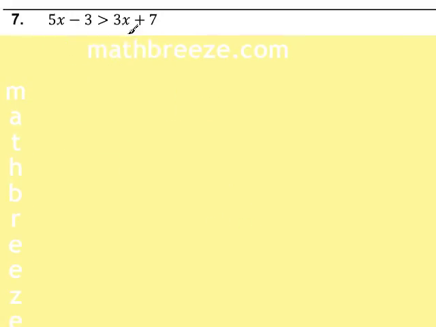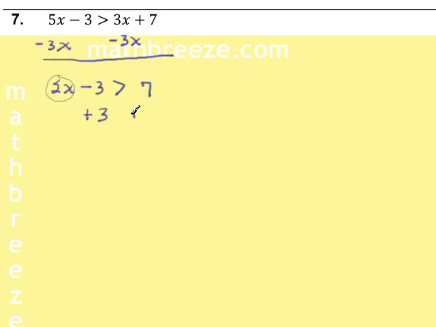In number 7, we have 2 x terms on both sides of the inequality symbol. So we want to start by gathering together these x terms. So we'll start by subtracting 3x from both sides. So here we have 2x minus 3 is greater than 7. And now we want to isolate the x term. Let's get rid of that negative 3. Let's add 3 to both sides. So we have 2x is greater than 10.